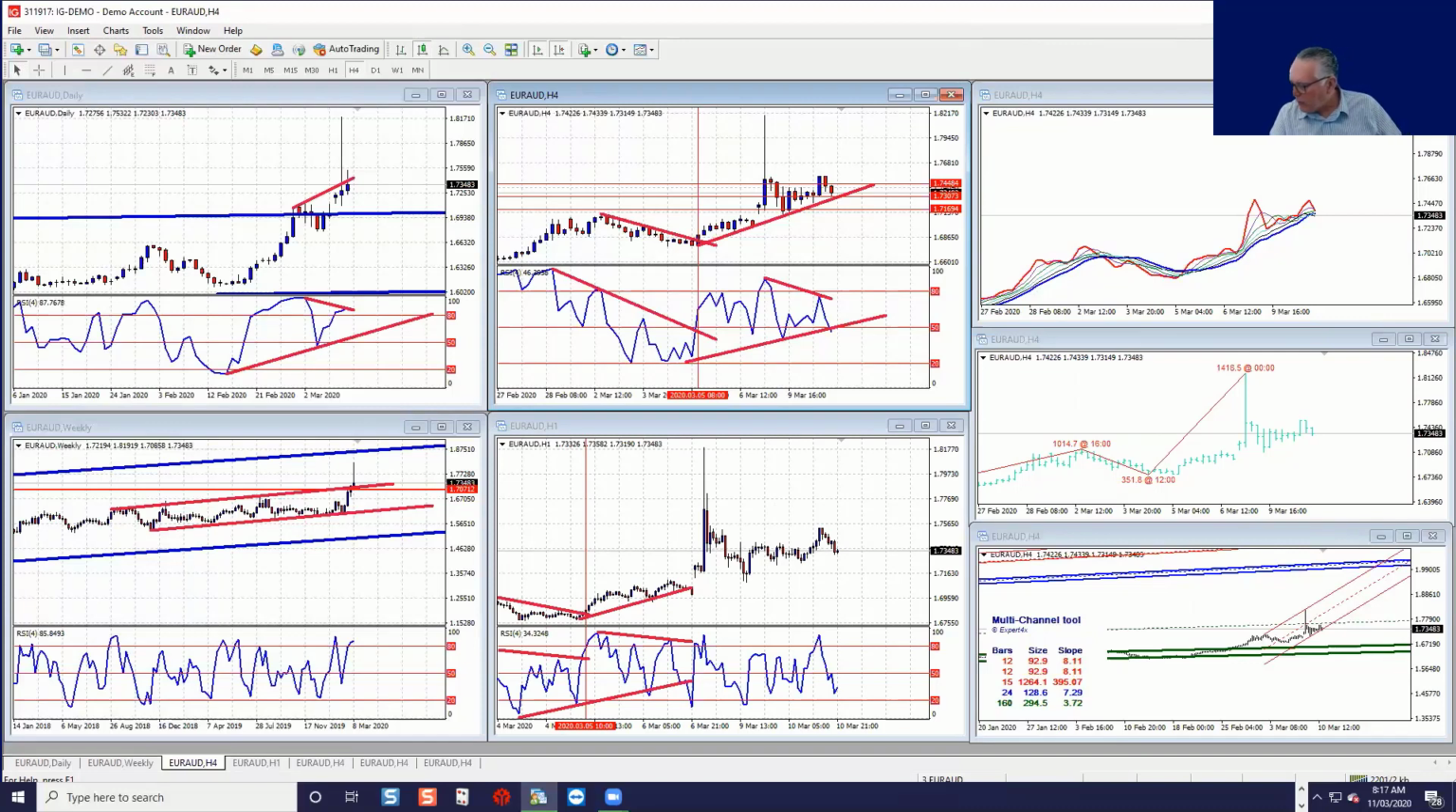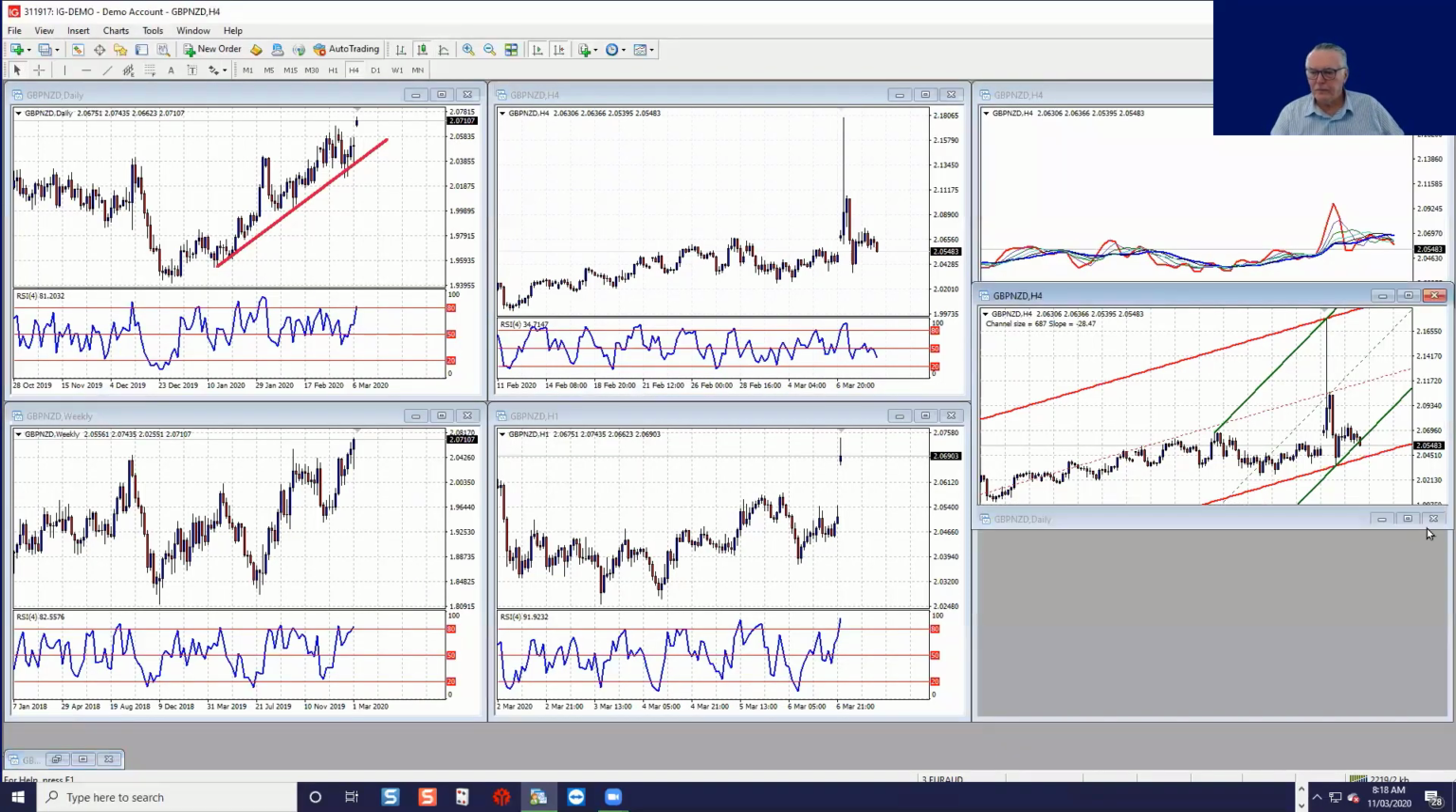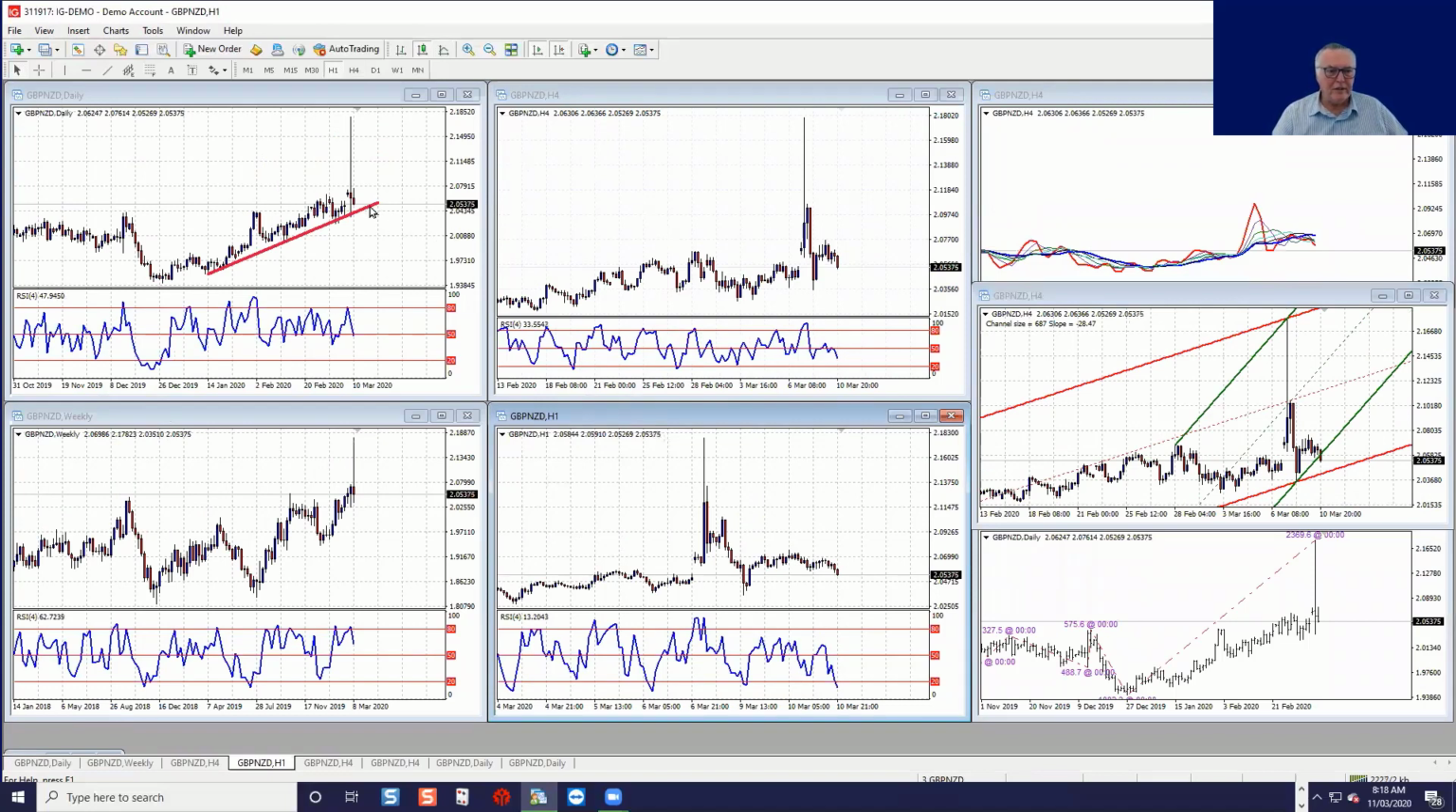So let's move on to the other one, which is the pound New Zealand. Now, this is the Euro Oz, and the pound New Zealand is the next one. So we'll go and have a look at that. Pound New Zealand. Okay, I'm just jumping around a bit, but on the daily, this looks more like a reversal. We've got our divergence in place, like that, and that's a nice daily signal.